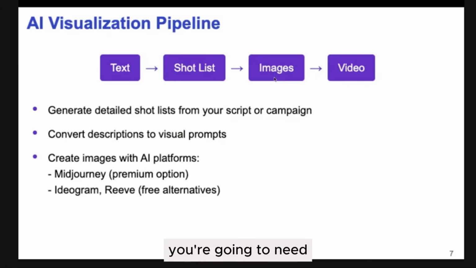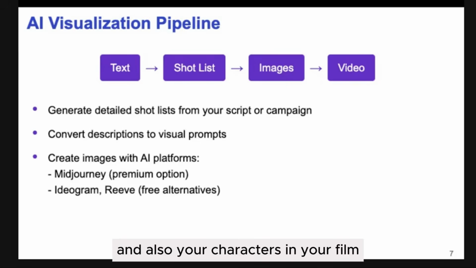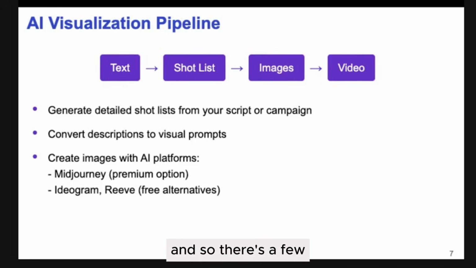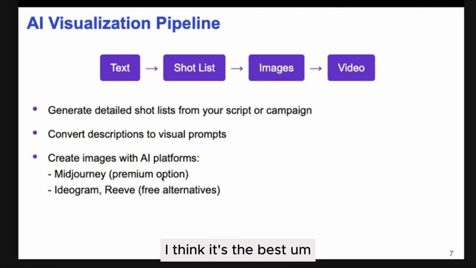Next, you're going to need continuity when it comes to your products and also your characters in your film. There are a few tools that I'm going to have listed on the presentation that you can use to make sure that you get the best outputs when it comes to images. My personal one is MidJourney. I think it's the best.